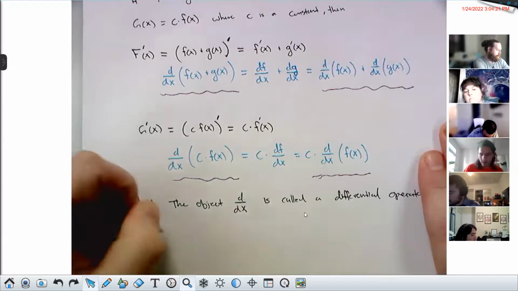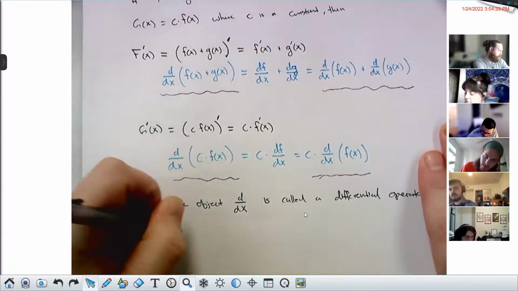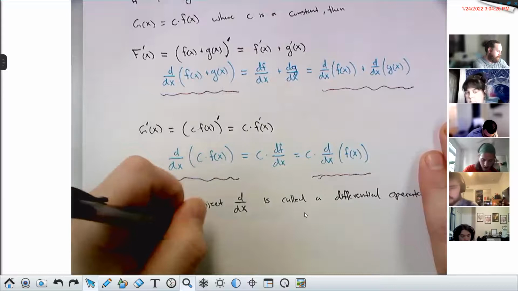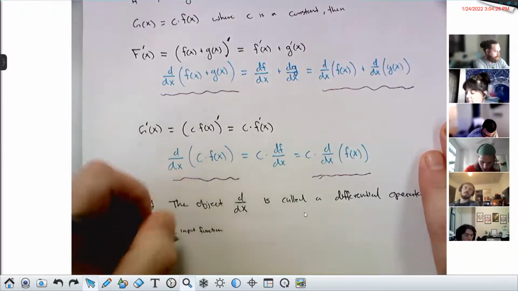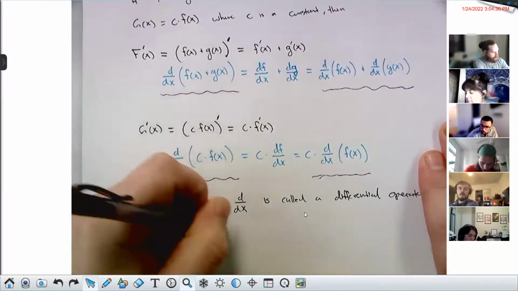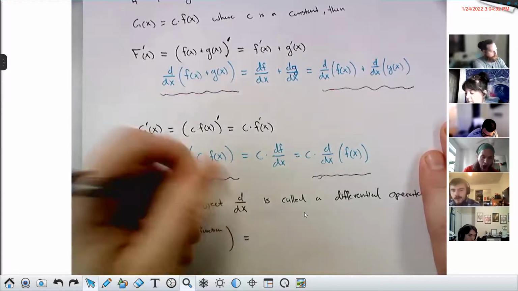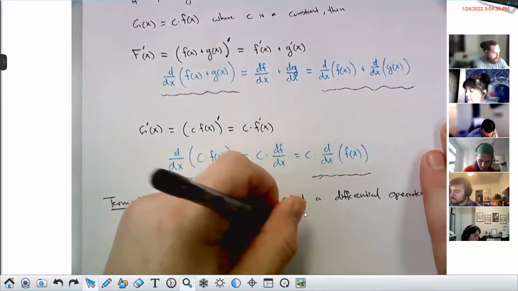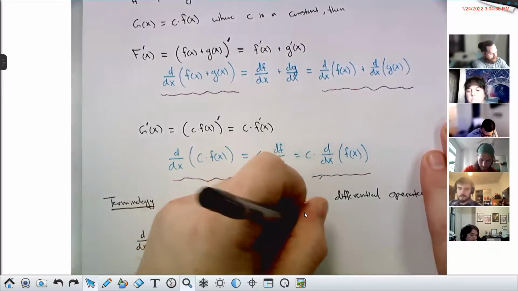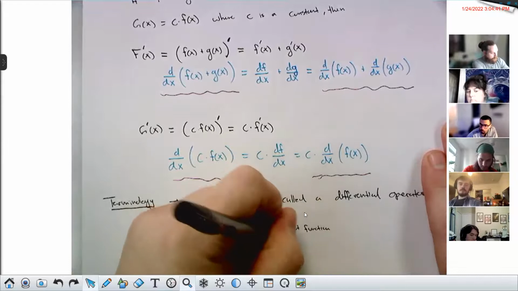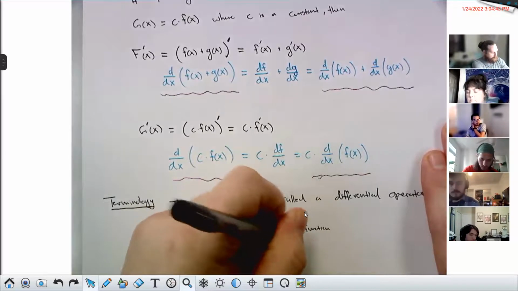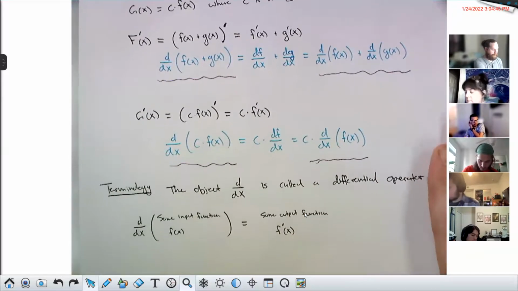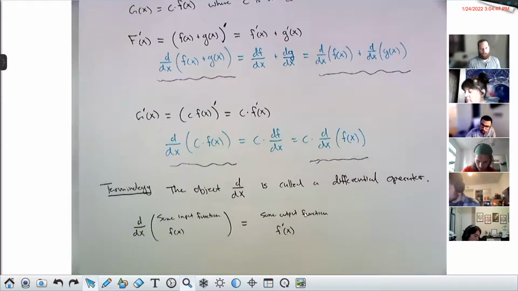d dx of some input function f of x is equal to some output function, the derivative f prime of x. So when you apply d dx to a function, what you get is its derivative, f primed.